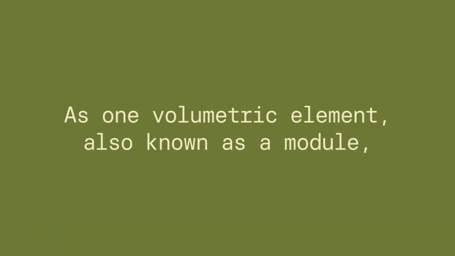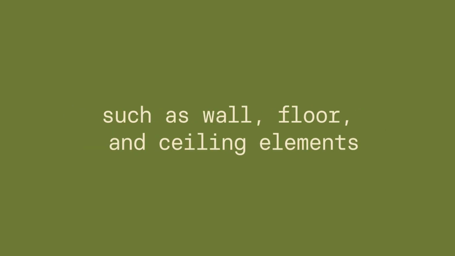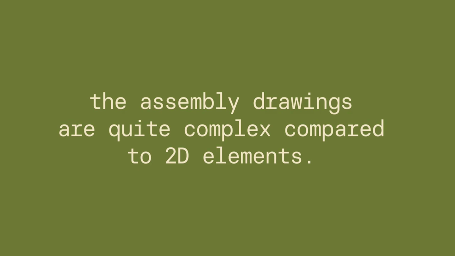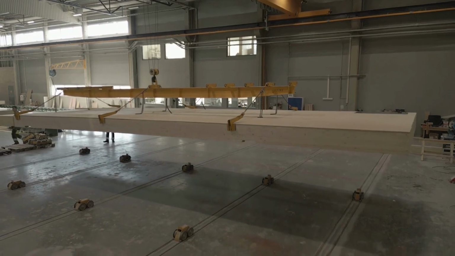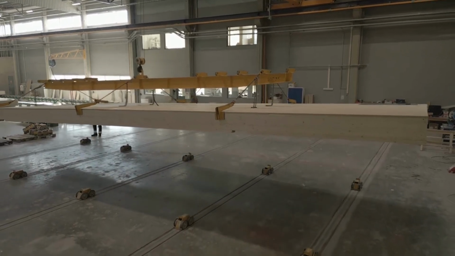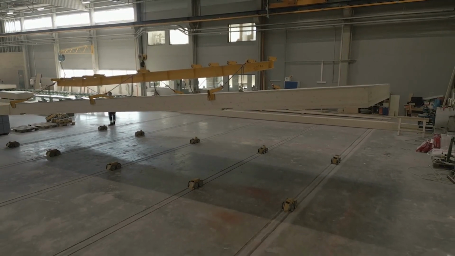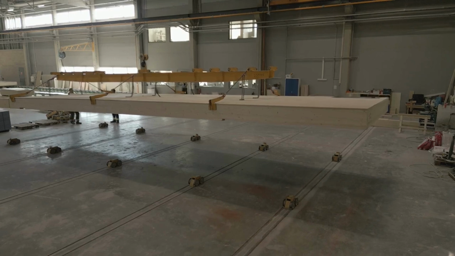One volumetric element, also known as a module, consists of several other elements, such as wall, floor, and ceiling elements, and it may be a dry room or a wet room. The assembly drawings are quite complex compared to two-dimensional elements. The assembly of the module, sometimes also referred to as the erection of elements, begins when the floor element, which supports all accompanying elements, has been moved to the erection area.